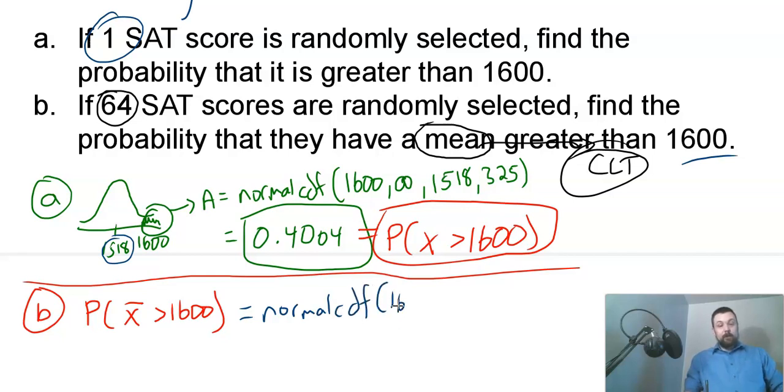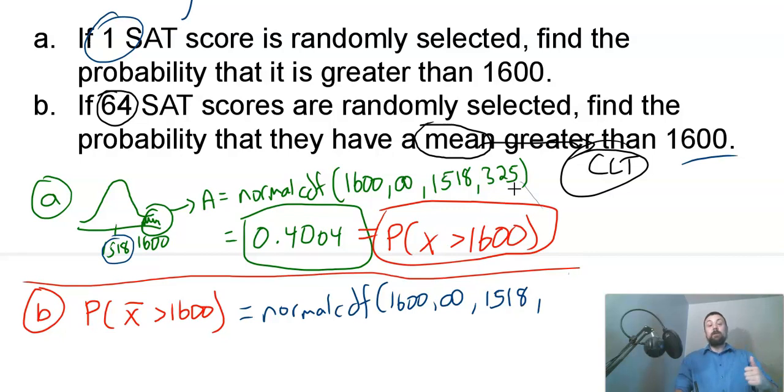The lower bound is still 1600 because they stuck with that same number in part B. The upper bound's infinity. The mean is still 1518. That's what the central limit theorem tells us, right? I'm not just putting 1518 there because that's what I had up here. I'm putting it here because the central limit theorem tells me that the mean will stay the same. This is the mean of my sample means, and it should equal the mean of my original population. That's why I'm putting the same number there.